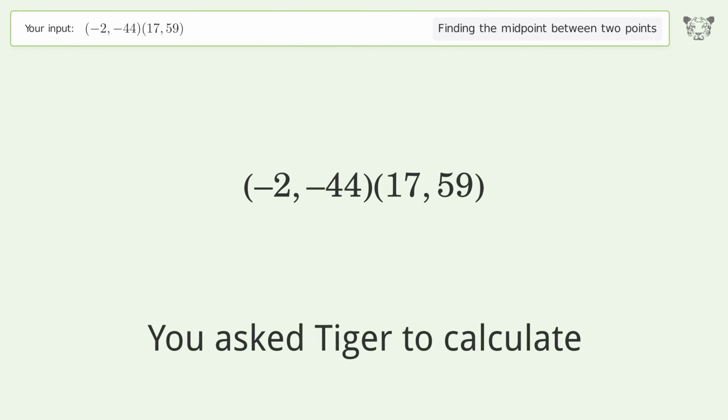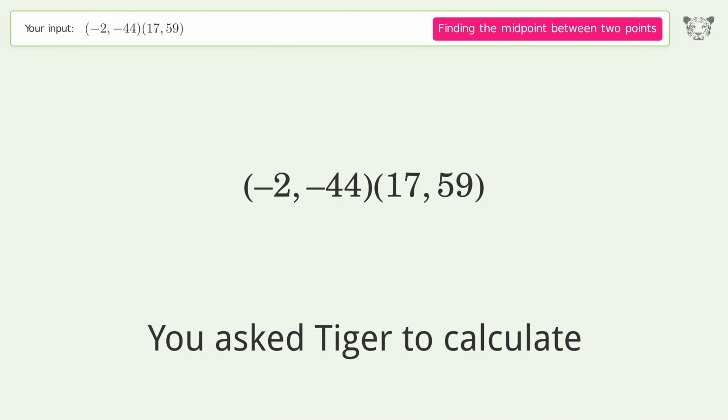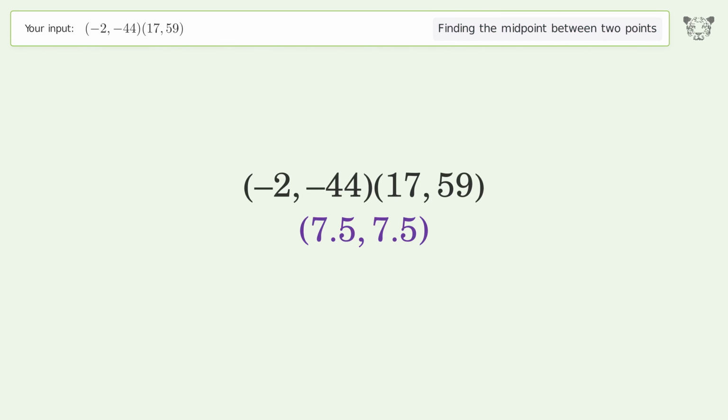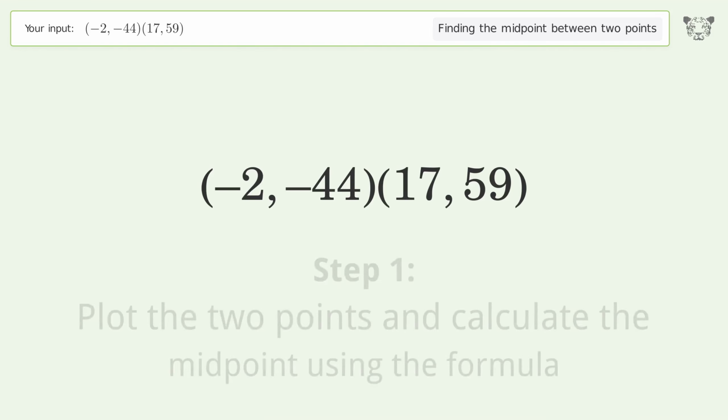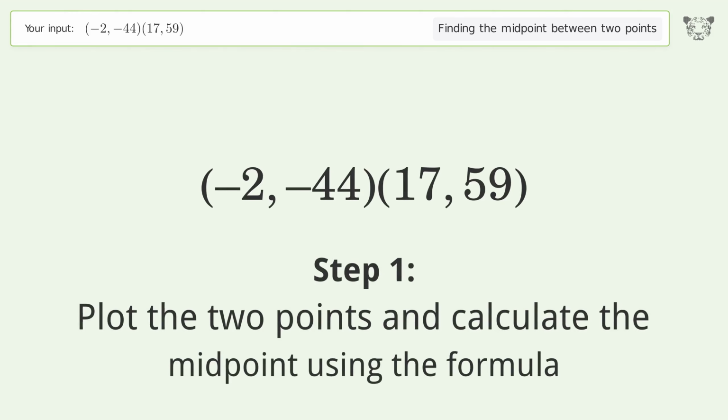You ask Tiger to calculate. This deals with finding the midpoint between 2 points. The midpoint between the 2 points is 7.5, 7.5. Let's solve it step by step. Plot the 2 points and calculate the midpoint using the formula.